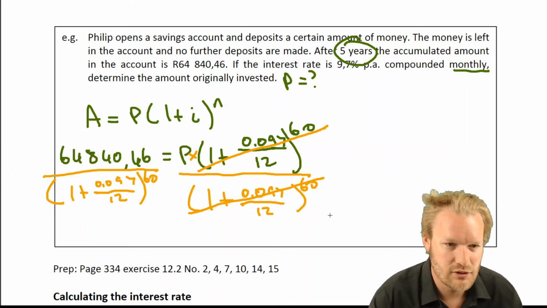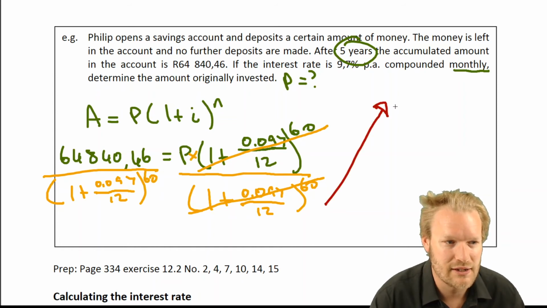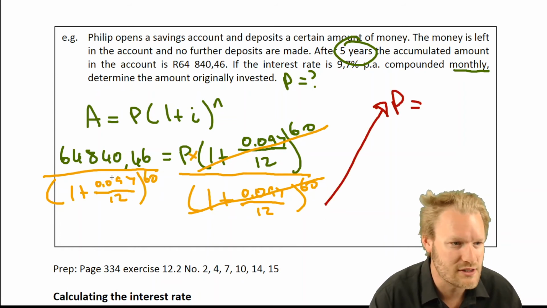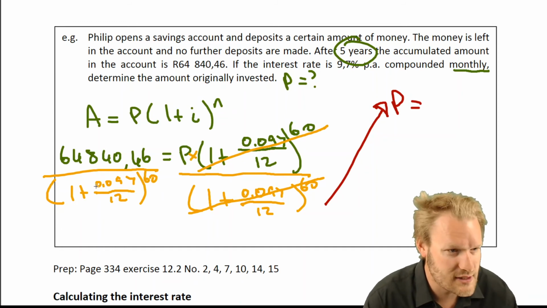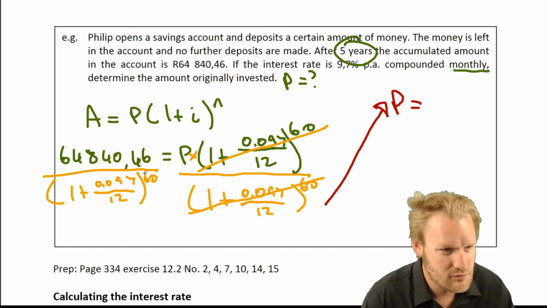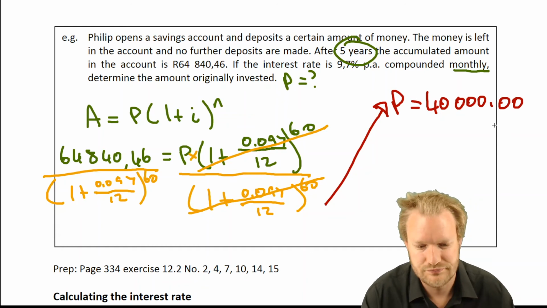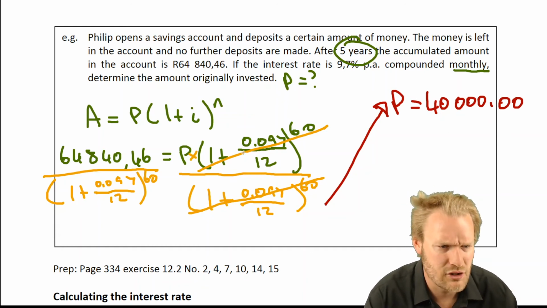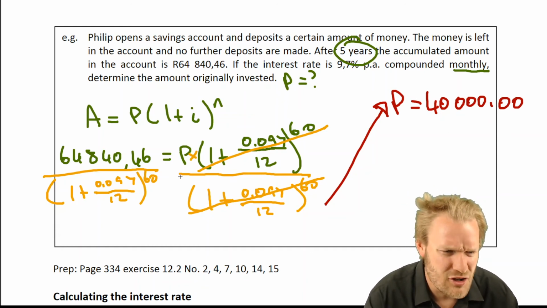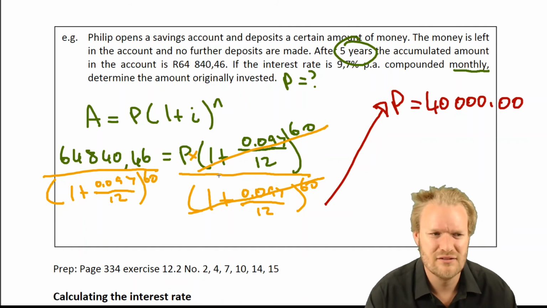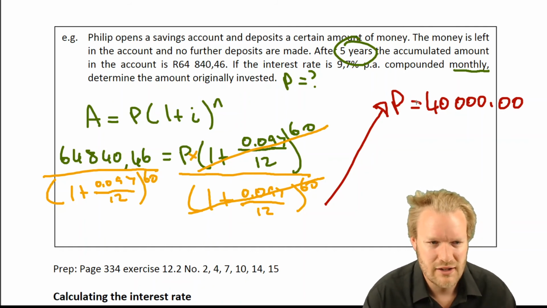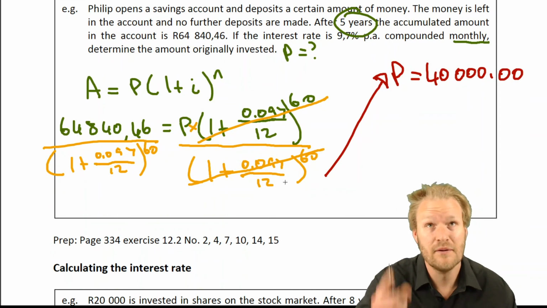Let's take ourselves up here and say, therefore, P equals, and we punch that whole thing, 64,840.46 divided by 1 plus all of that, and we get P equals a nice round 40,000 Rand. Okay, so that's what we do. As I say, you don't need to show this divide that you're doing in your calculator and you're getting your answer. And there we are.